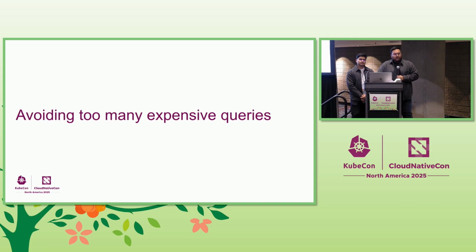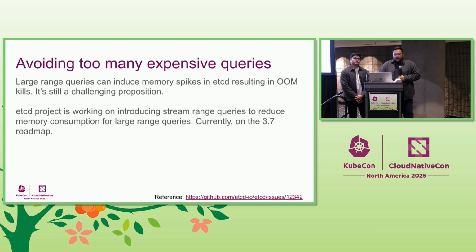The other thing is avoiding too many expensive queries. Whoever is running Kubernetes clusters at high scale would have run into issues someday with large list calls. The problem with list calls has largely been mitigated in Kubernetes since 1.33 with streaming encoding of responses. But etcd still faces memory spikes, resulting in kills of etcd clusters, and it's a very challenging problem to solve. So the project is working on introducing something called stream ranges.